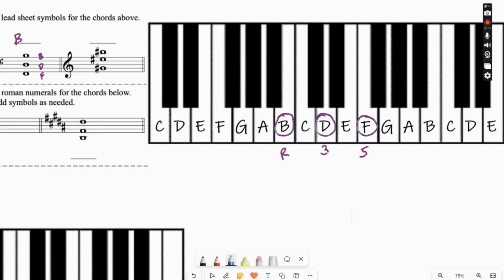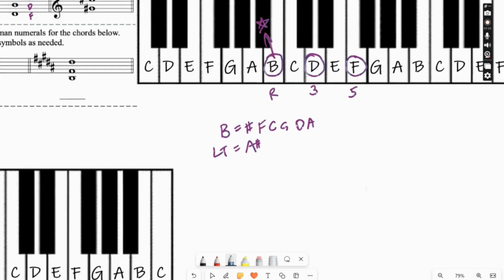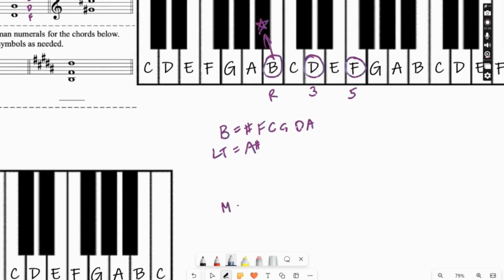So now, to figure out the chord quality, I want to think in the major key of the root. The key of B major has sharps in it. The leading tone is A sharp, because you go down 1/2 step. And then you go to your order of sharps, go to the leading tone and stop. So it'd be F, C, G, D, and A sharp. Now to figure out the major triad, the root is B, the third is some kind of D, and then the fifth is some kind of F.